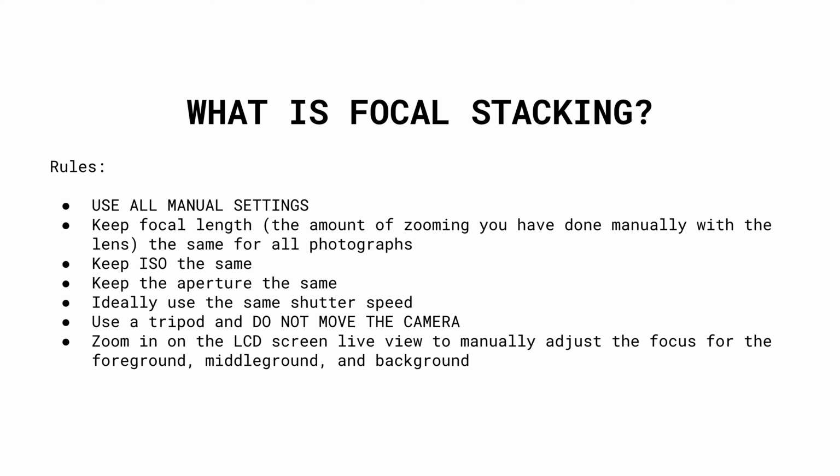And then we'll zoom in on the live screen manually to adjust the focus for the foreground, middle ground, and background, which is different than using the lens to zoom. When we zoom in on the LCD live view in the back, what we're doing is we're just looking at the pixels. We're not actually changing the way the camera will take the picture. And we'll go over that a little bit more in detail on Thursday.